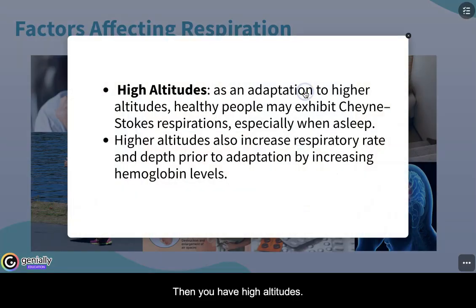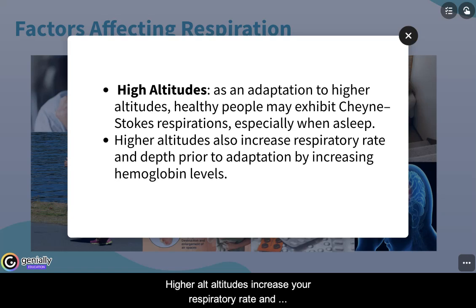Then you have high altitudes. As an adaptation to higher altitudes, people may exhibit Cheyne-Stokes respirations, especially when they're sleeping. Higher altitudes increase your respiratory rate and depth prior to adaptation by increasing hemoglobin levels. So what happens when you go to a place that's high altitude, like Colorado, is that before you get adapted, your body takes a couple of days to get adapted to the environment.